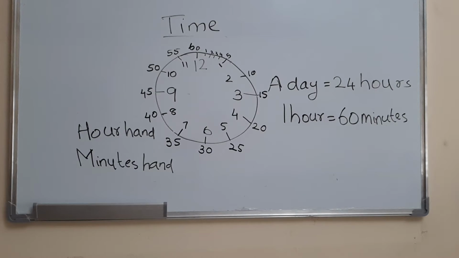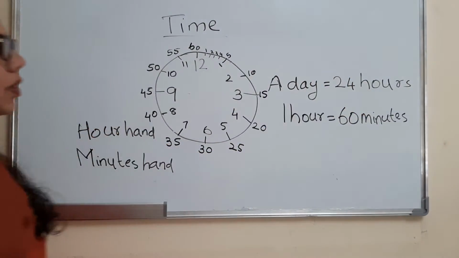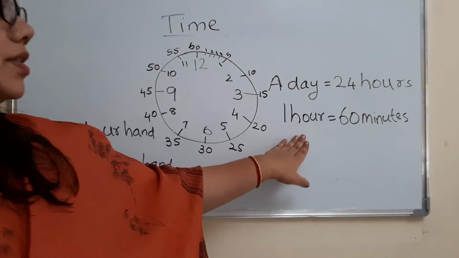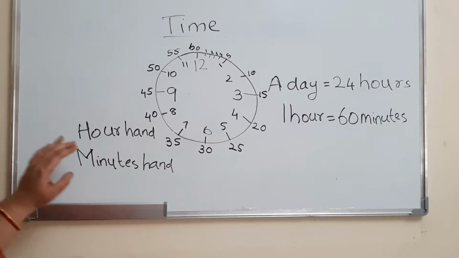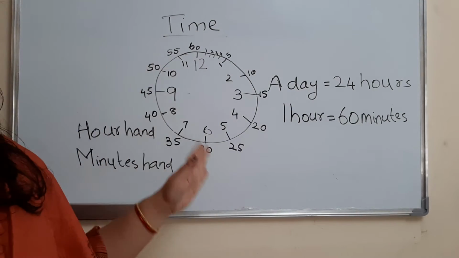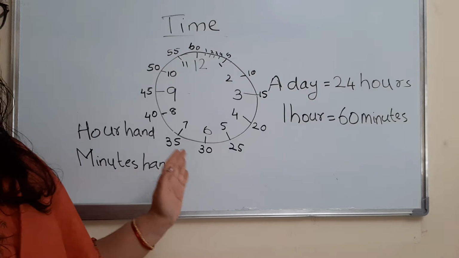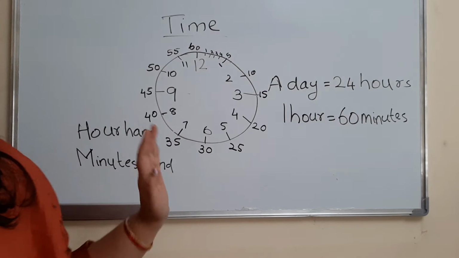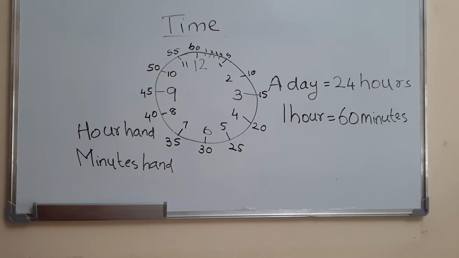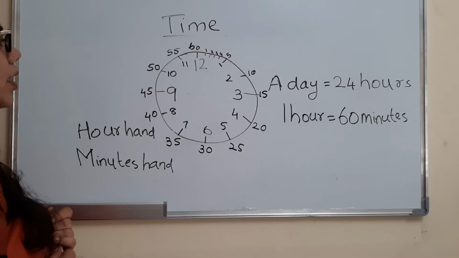In the above video, we have checked that 1 day is 24 hours, and 1 hour is equal to 60 minutes, and the small hand is called the hour hand, and the big or long hand is called the minutes hand. Okay, like that we have checked. Now in this video we will be able to tell the time. Okay, let's see.